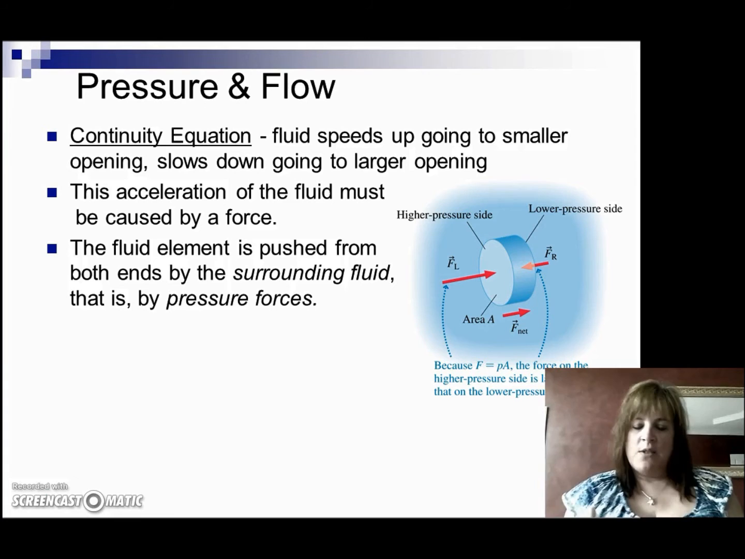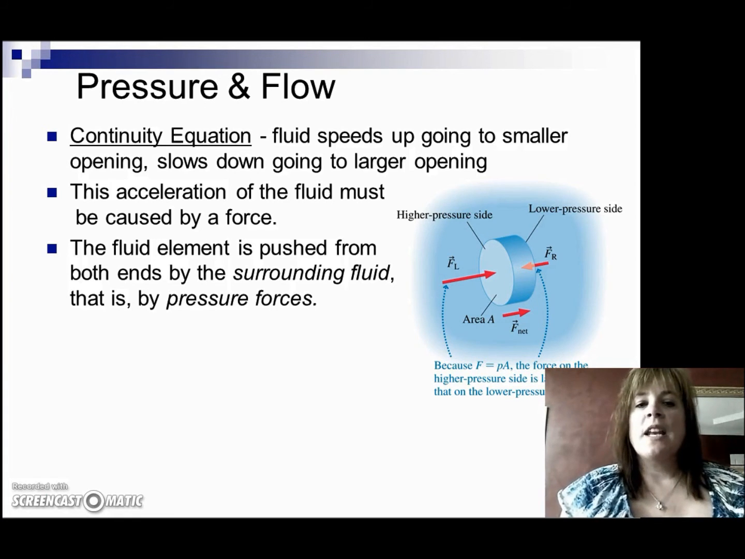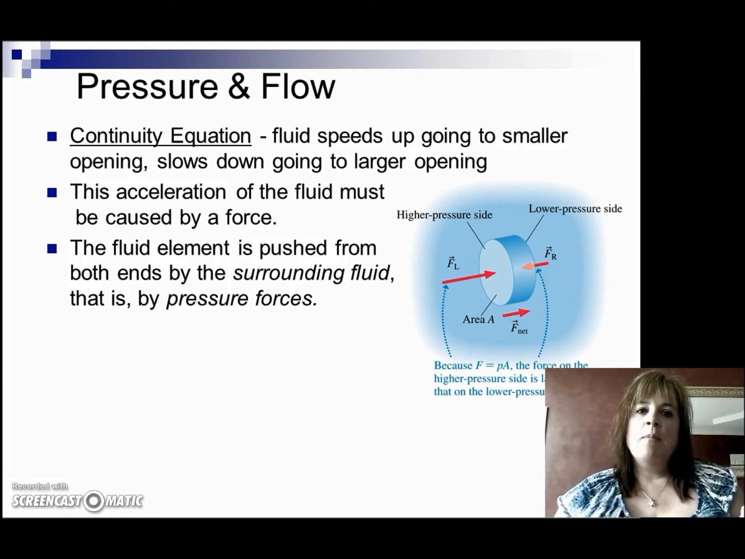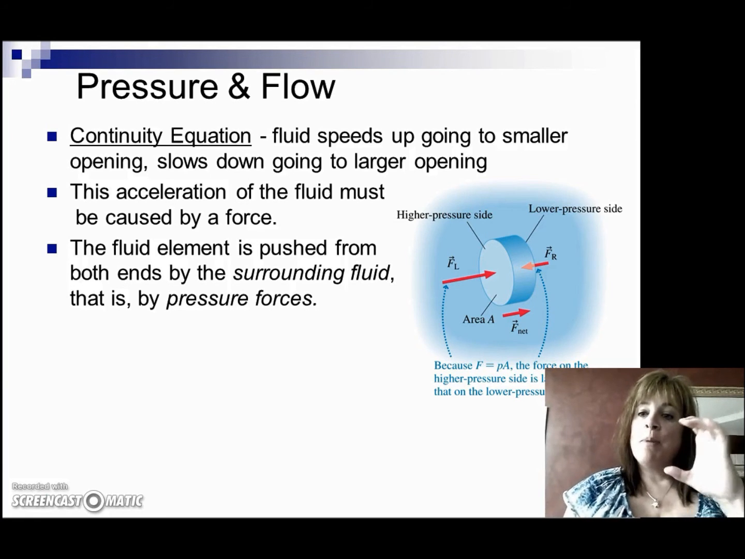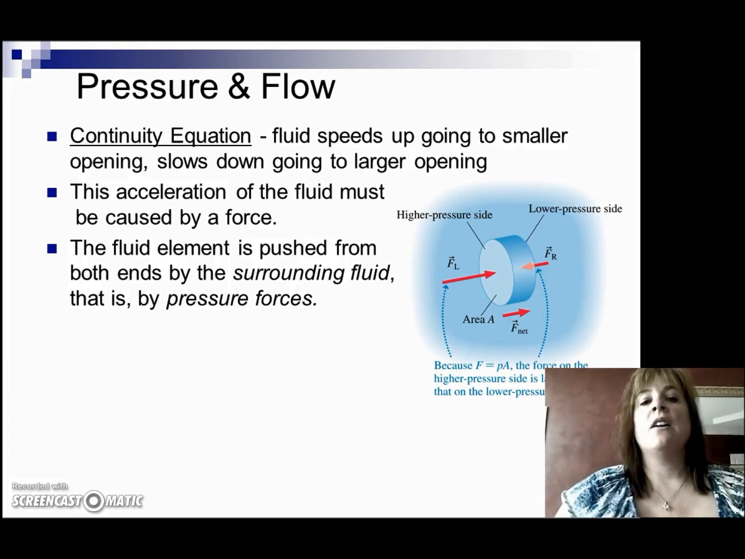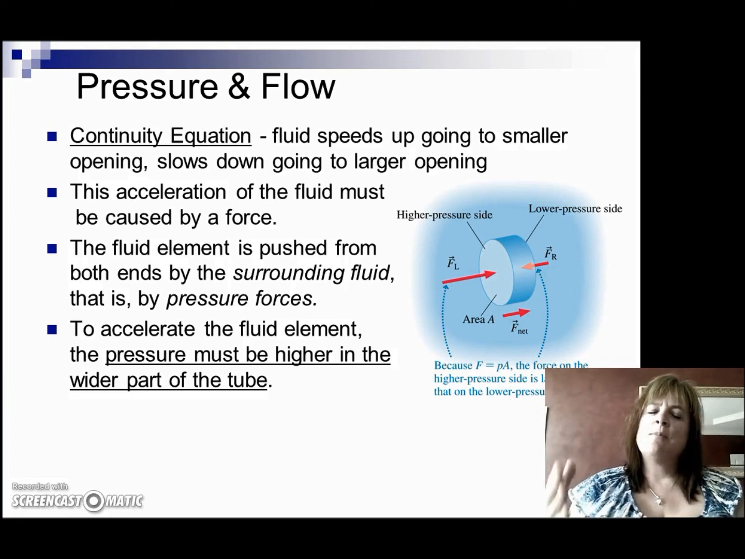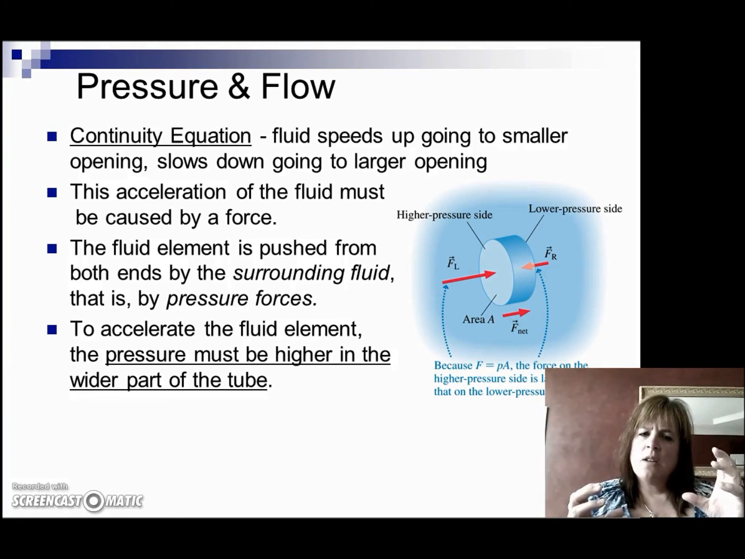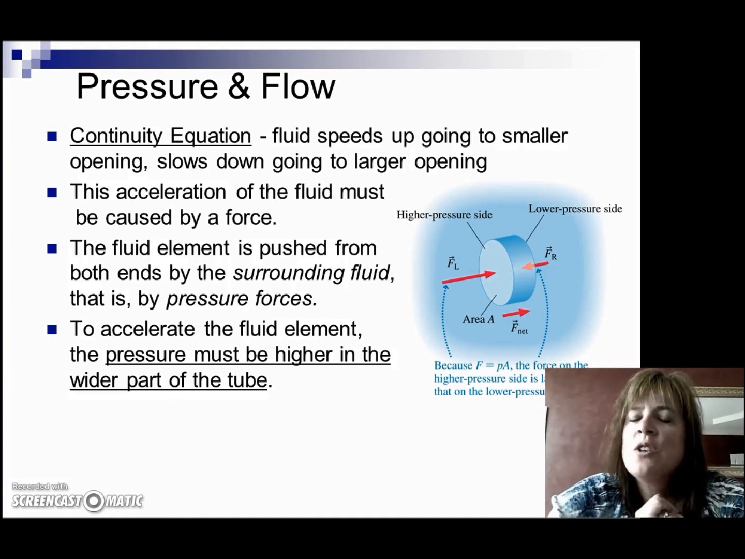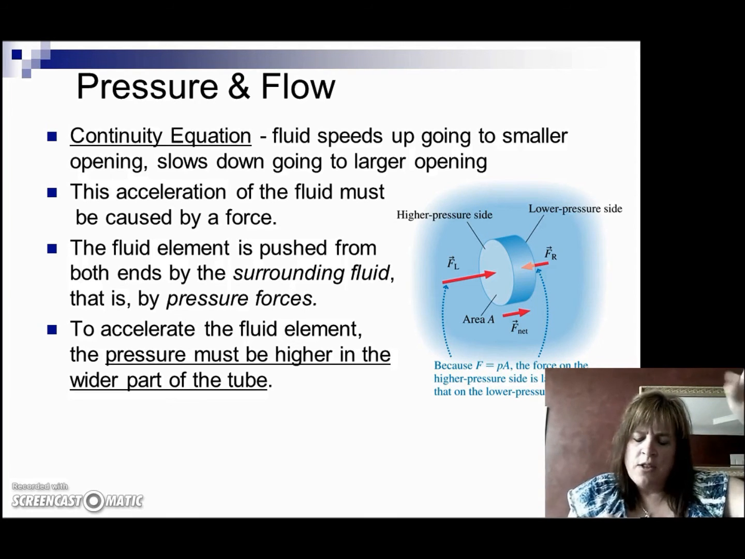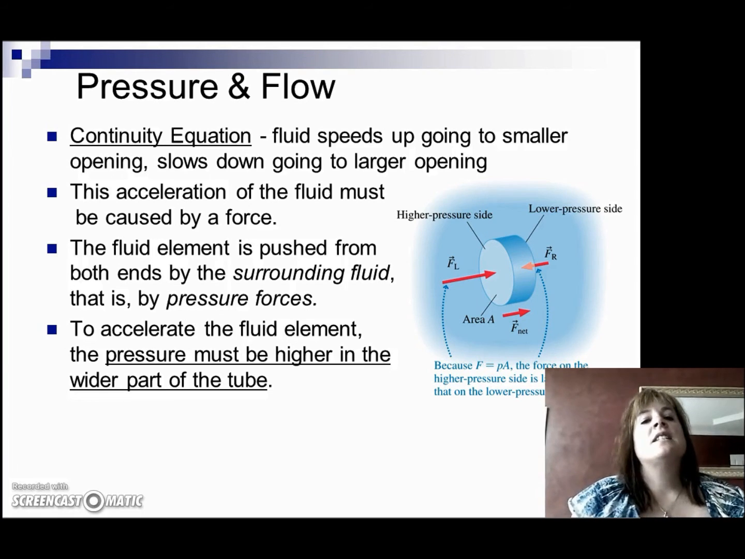If I have this imbalance, then I get acceleration, either speeding up or slowing down, depending upon if I'm going into a bigger or smaller section. And interestingly enough, if I speed up going into a smaller section, that means the force has to be higher on the bigger side, which means the pressure has to be higher on the bigger side. So in order to accelerate that fluid, the pressure has to be higher in the wider part of the tube, which is the slower part of the tube. Now that almost seems counterintuitive. You think, well, I'm putting my finger over the hose and I'm making it go farther so it's speeding up. Doesn't that mean I increase the pressure? Well, in fact, it's the exact opposite.